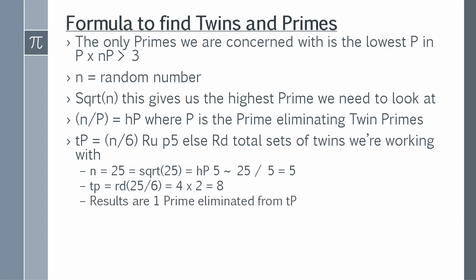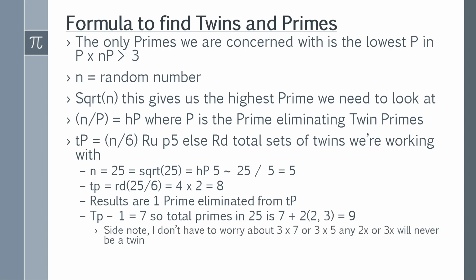So this result gives me 1 to eliminate from the twins. So twin primes minus 1 is 7. So my total primes in 25 is 7 plus my twin builders 2 and 3. So I have a total of 9 primes in the number 25. I don't have to worry about any of the 3s or 2 multiples. Those are the builders of the twins, so they're never going to eliminate anything.